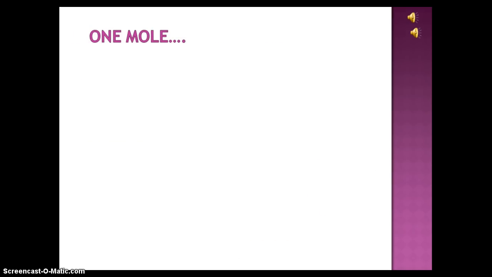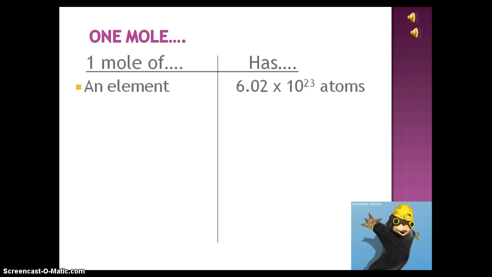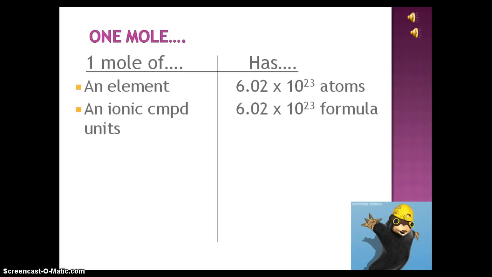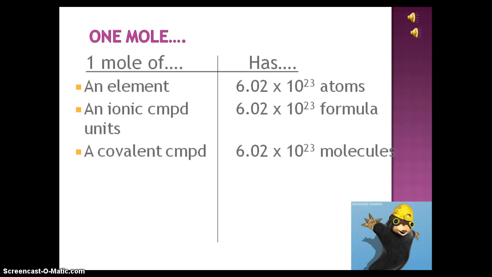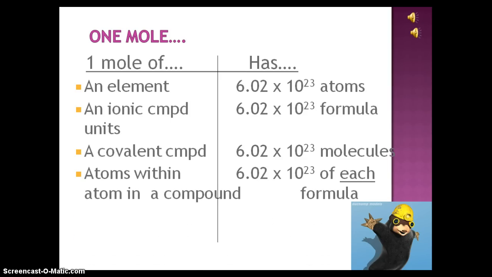To understand the mole a little better, let's make a conversion factor chart of different levels of matter that we've seen in chemistry. Doing so, we see 1 mole of an element equals 6.02 times 10 to the 23rd atoms. An ionic compound equals 6.02 times 10 to the 23rd formula units. A covalent compound equals 6.02 times 10 to the 23rd molecules. And atoms within a compound will equal 6.02 times 10 to the 23rd of each atom in the formula.